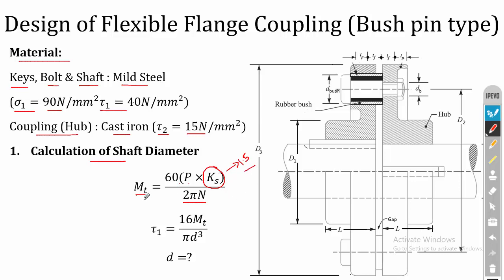After calculating the Mt, because the shaft is made of mild steel, tau 1 is equal to 16 Mt divided by pi d cube. From this we can calculate the diameter value. After calculating the diameter, by using the R20 series, we can standardize the diameter value. So this is like the rigid flange coupling.